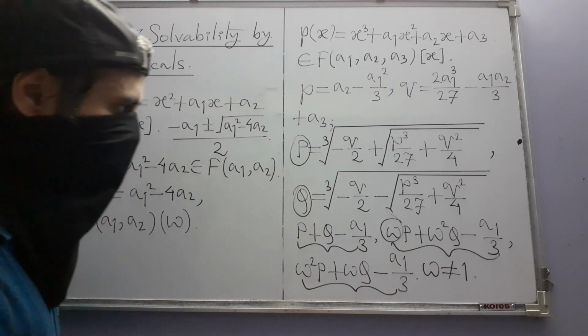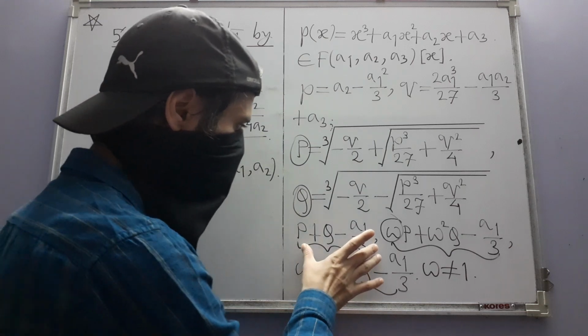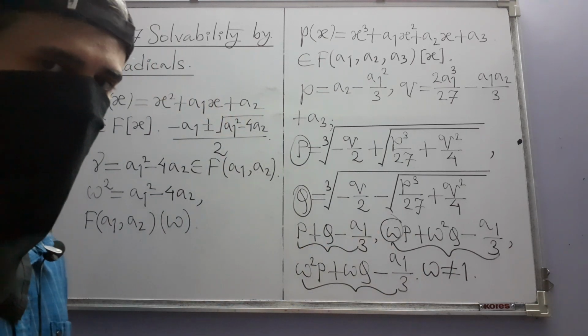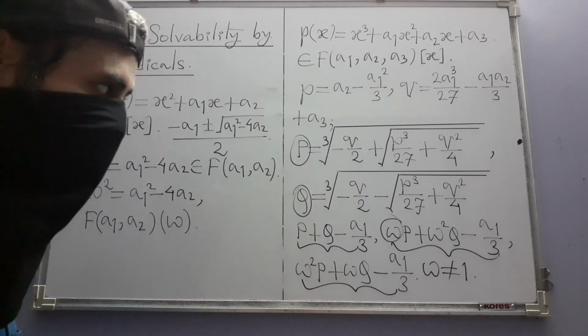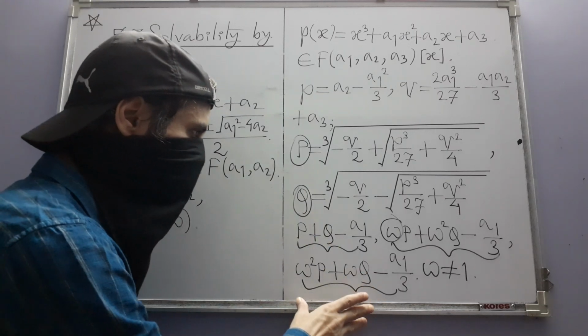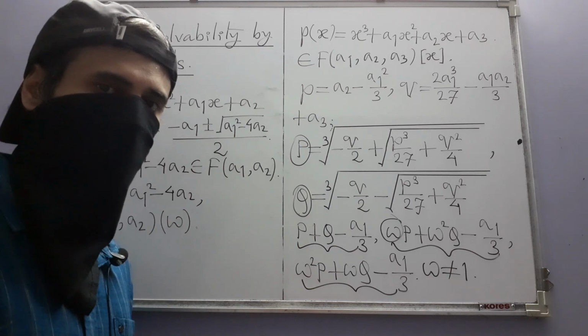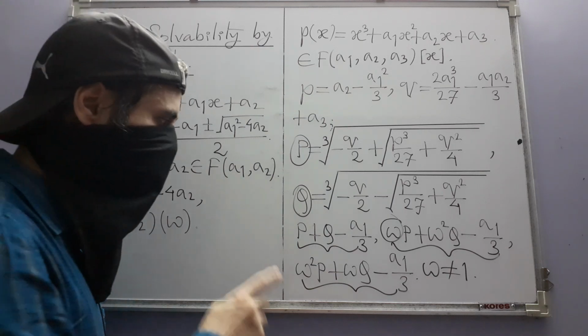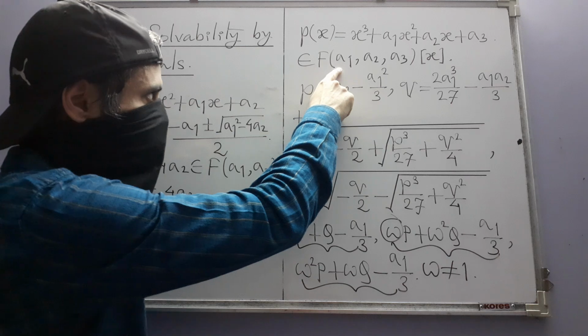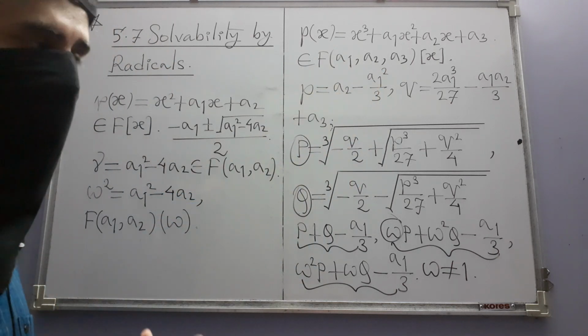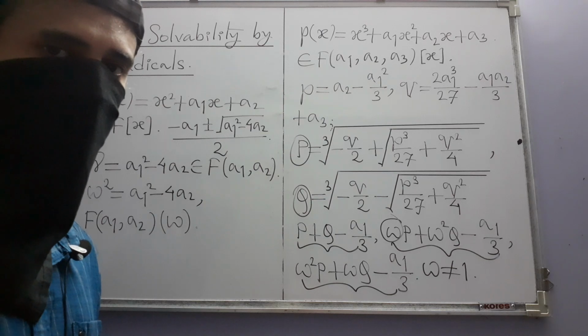And in this case also, you see that the roots are, this time however, cube roots also have to be taken into consideration. Here, the roots are expressible as combinations of square roots and cube roots of rational functions in the indeterminates. Indeterminates means coefficients of the original polynomial.